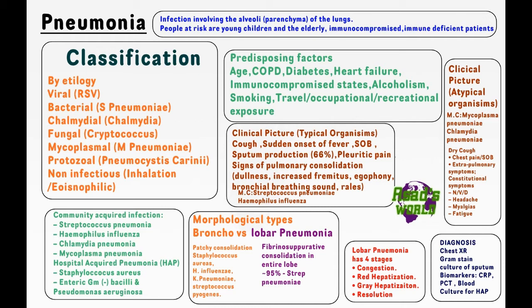In lobar, there is a fibrosuppurative consolidation in the entire lobe. The entire lobe is involved, unlike the patchy consolidation that is seen in broncho. So, the most commonly involved bacteria in lobar pneumonia is Strep pneumoniae.